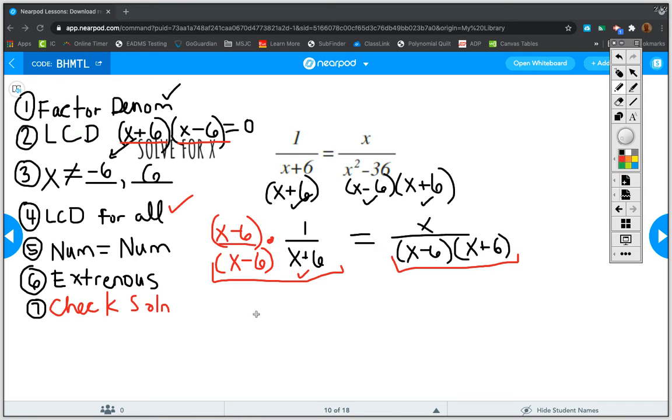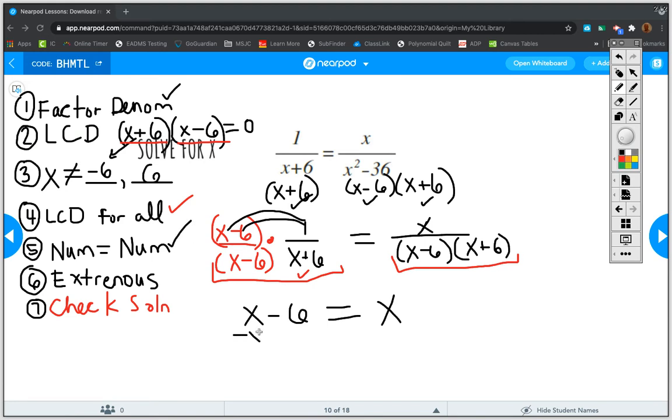Now I can set the numerators equal to one another. So my numerator on the left is 1 times x minus 6. Multiplying through that 1 is not going to do anything, not going to change. So it's just x minus 6. On the right, my numerator is x. So I just write that. There's nothing to multiply. And then, of course, I need to solve.